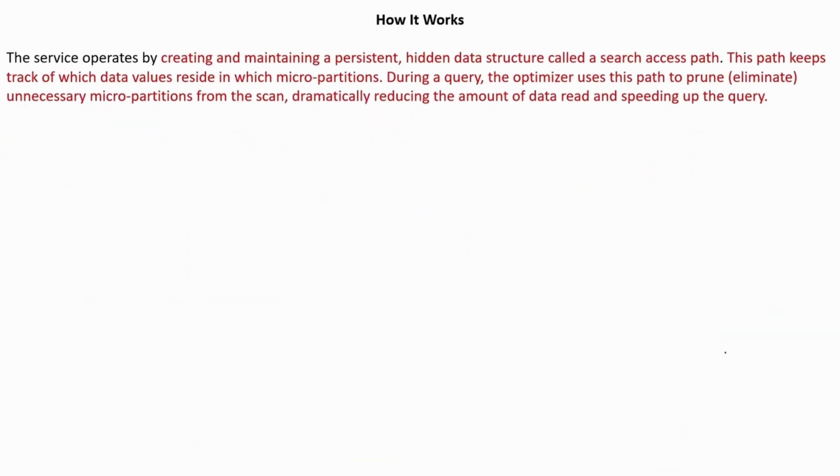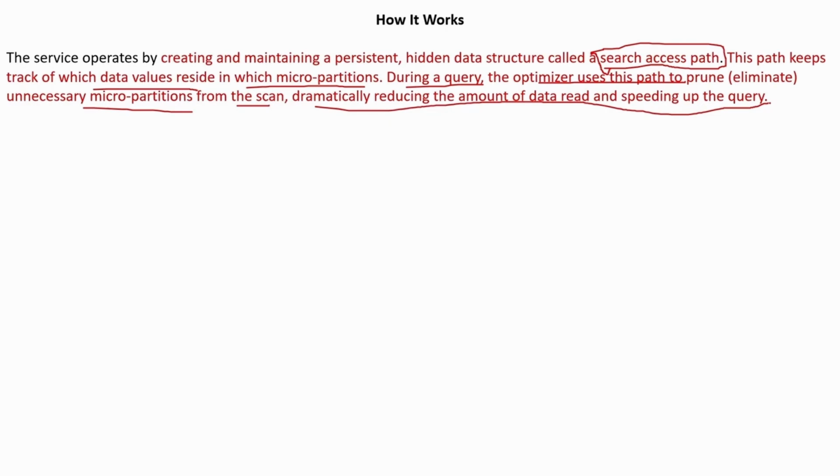The service operates by creating and maintaining a persistent hidden data structure called the search access path. This data structure keeps track of which data values reside within which micro partition. During a query, the optimizer uses this path to prune unnecessary micro partitions from the scan, dramatically reducing the amount of data read and speeding up the query. This is how it works.